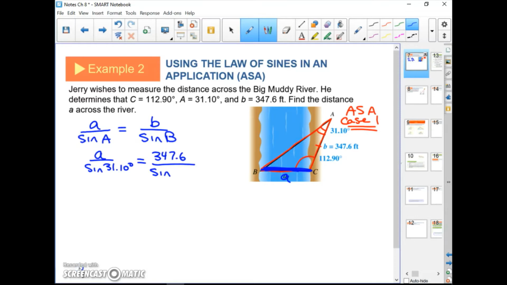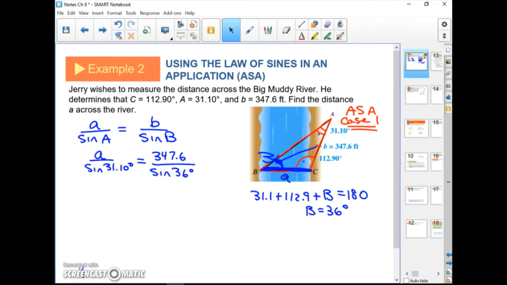Angle B, we don't have angle B yet, do we? Angle B is over here, okay? But it's pretty easy to find angle B because we already know two of the angles, and we know the angles should add up to 180. So we've got 31.1 plus 112.9 plus whatever angle B is equals 180. So you should be able to add those and subtract from 180. B is going to equal 36. This angle right here is 36. And so there was an intermediate step that we had to figure out, but it's pretty easy to figure out. Angle B is 36 degrees there.